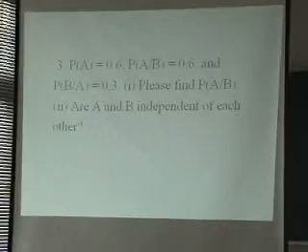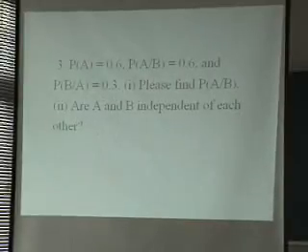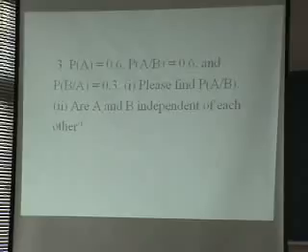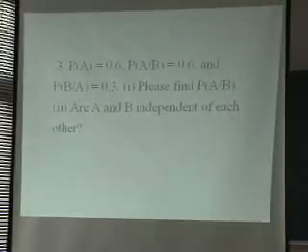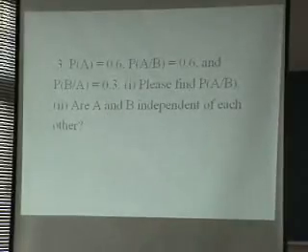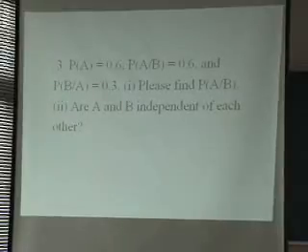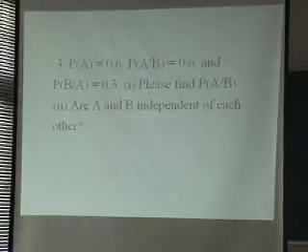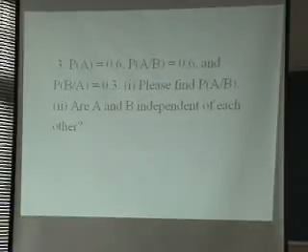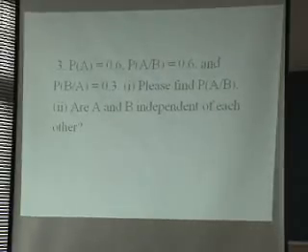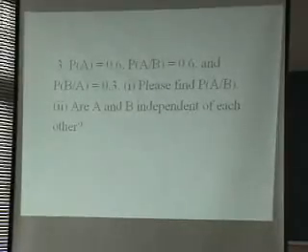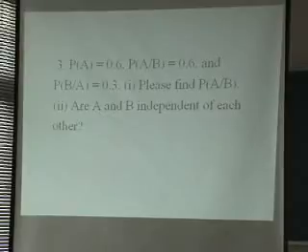In this question, you have probability of A equal to 0.6, probability of A given B equal to 0.6, and probability of B given A equal to 0.3. So please find, I think I have done something wrong, it should be find P(A and B). Find P(A and B). And then the second question is, are A and B independent?